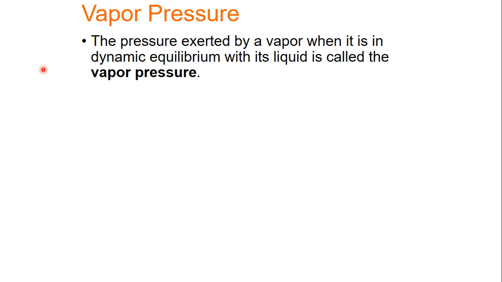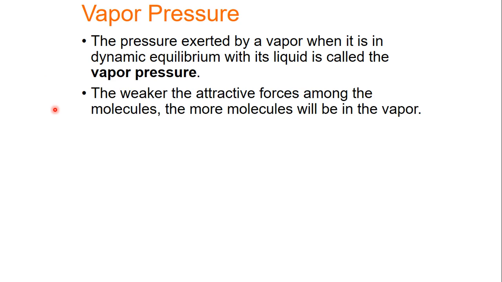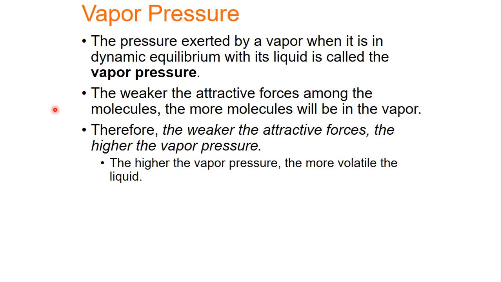And you probably heard this term if you've looked up the weather, vapor pressure. And this has to do with intermolecular forces. So the weaker your intermolecular forces are, the more likely you're going to be in the vapor, so the more molecules will be in the vapor. Therefore, if you have weak intermolecular forces, you'll have higher vapor pressure. And the higher the vapor pressure, the more volatile your liquid is.